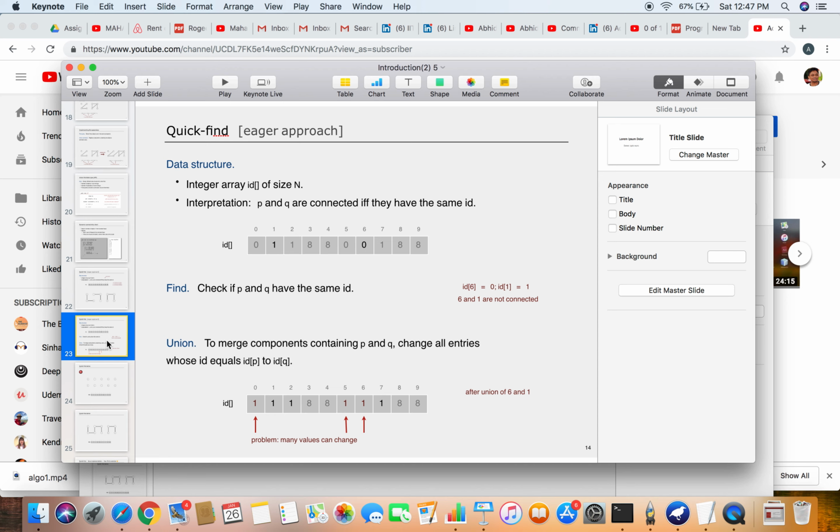So just to revise what we discussed in the previous session. The data structure is an integer array ID of size n. P and Q are connected if and only if they have the same ID, and we have find and union. Find checks if P and Q have the same ID. Union, to merge components containing P and Q, changes all entries whose ID equals ID of P to the ID of Q. ID of P should be replaced by ID of Q.